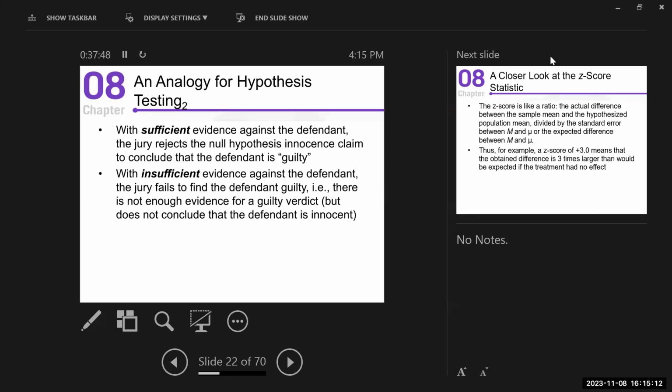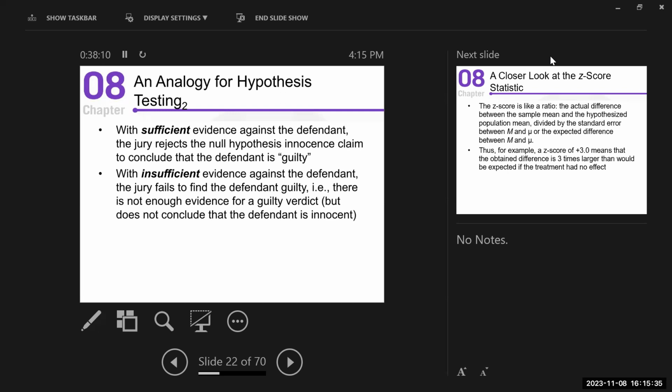So with sufficient evidence against the defendant, you reject the null hypothesis, which is innocence, and you prove that the defendant is actually guilty. They collected enough evidence. They proved or supported the hypothesis that yeah, he or she in fact did it.